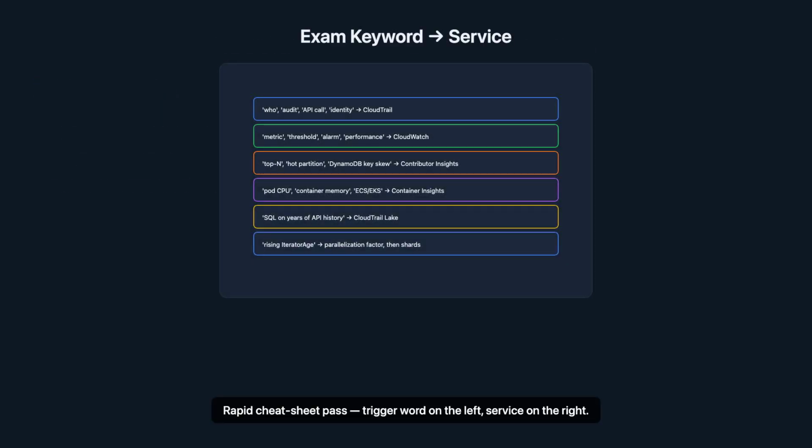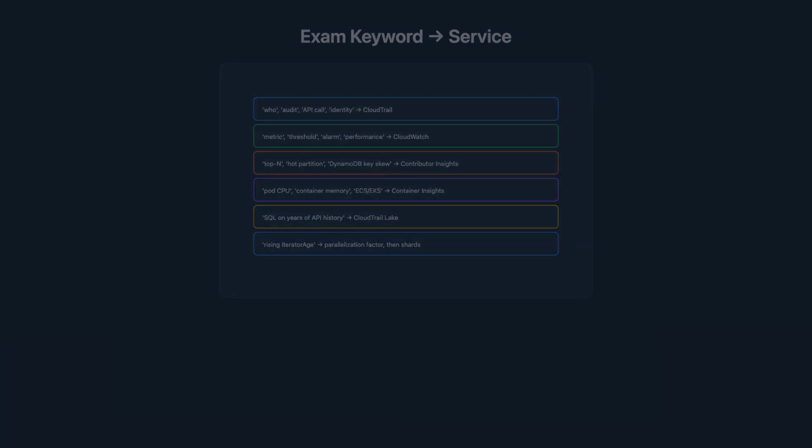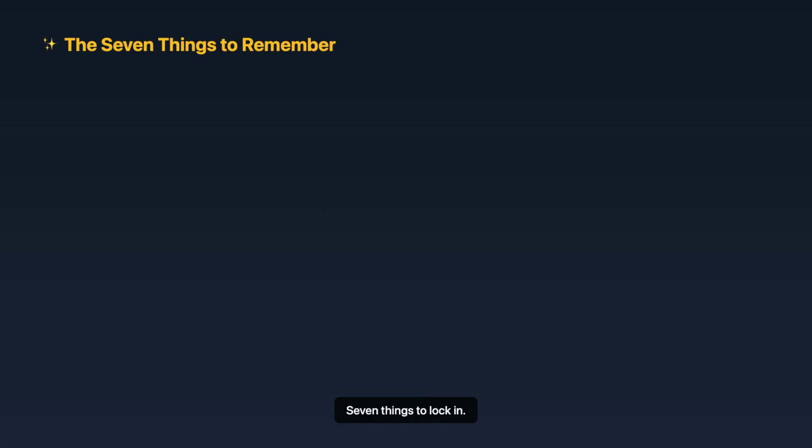Rapid cheat sheet pass, trigger word on the left, service on the right. Who, audit, API call, identity: CloudTrail. Metric, threshold, alarm, performance: CloudWatch. Top N, hot partition, DynamoDB key skew: Contributor Insights. Pod CPU, container memory, ECS or EKS: Container Insights. SQL on years of API history: CloudTrail Lake. Rising IteratorAge: parallelization factor, then shards. That's the whole decoder.